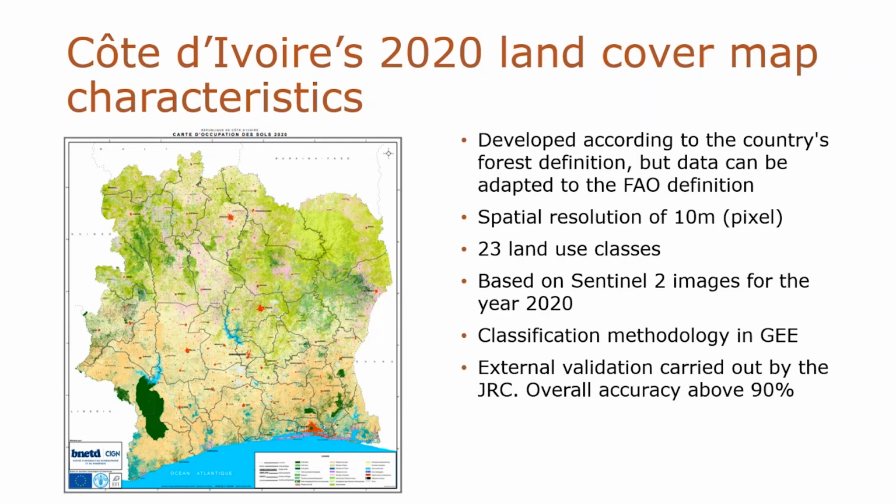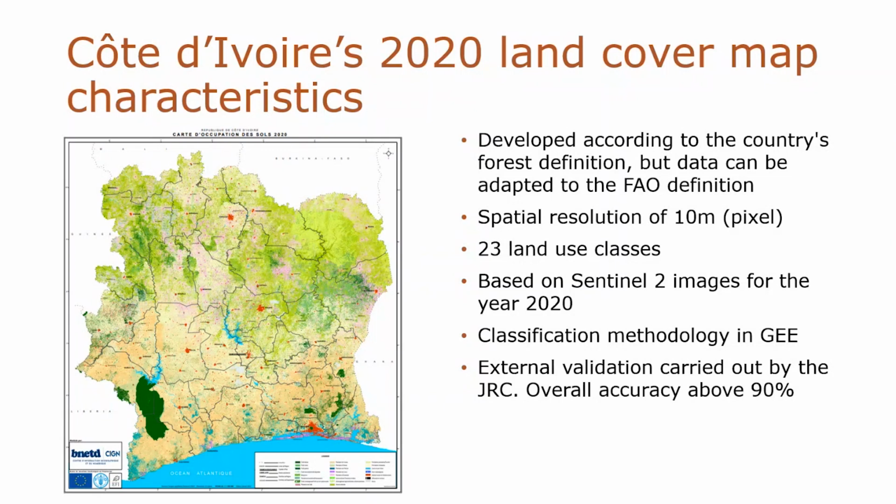The next part is the Ivory Coast map, the Côte d'Ivoire map of 2020 land cover. This map was produced by the government, the Ivory Coast government, through the national institutions. It's called CIGN, the National Geographical Institute. It was supported financially and technically by the European Union. So what you see here is the map that was finally produced by the government.